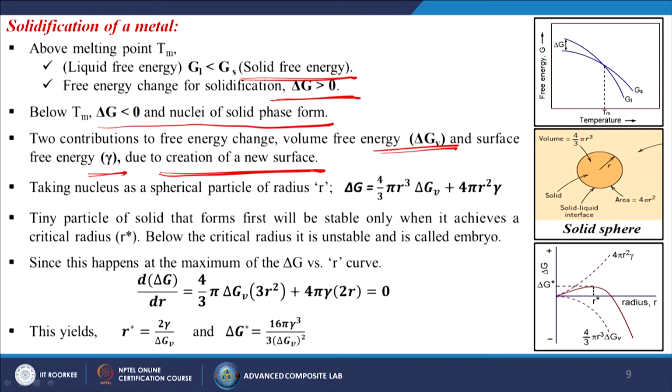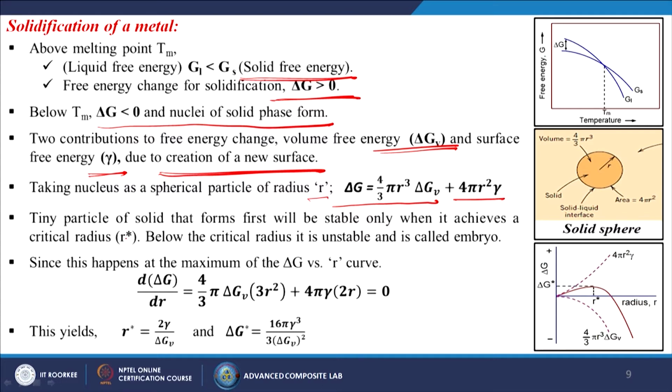Taking the nucleus as a spherical particle of radius r. So, in this particular case, the formation is taking place, nucleation has started. Suppose this is the atom and we are taking its radius as r. So, this is the solid-liquid interface and the rest of the area is the liquid. So, del G is equal to 4 by 3 pi r cube del GV plus 4 pi r square gamma.